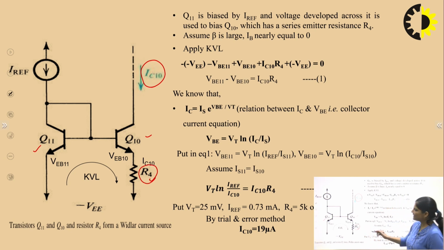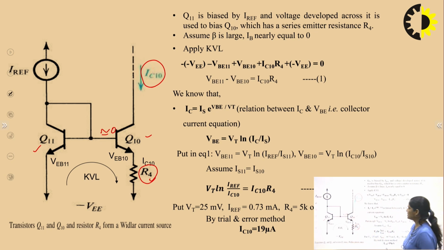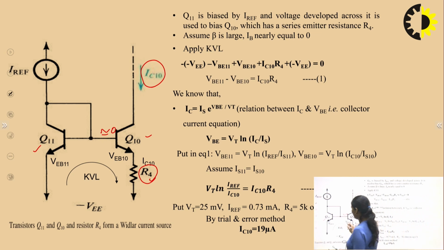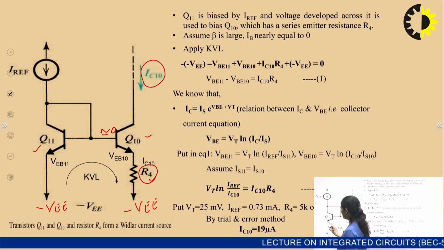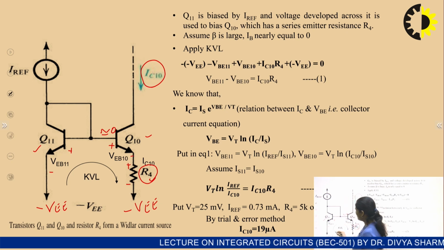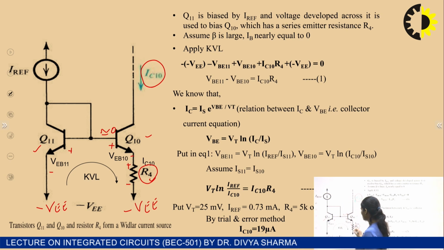Now assume beta is very large. It means you can consider the base current nearly equal to 0. Now apply KVL across this circuit diagram. Here is minus VEE, and here is also minus VEE. Write down the equation: minus VEE, then minus, plus, minus, plus. When we move in the direction of current, this one is minus, this one is plus, and this term is plus.